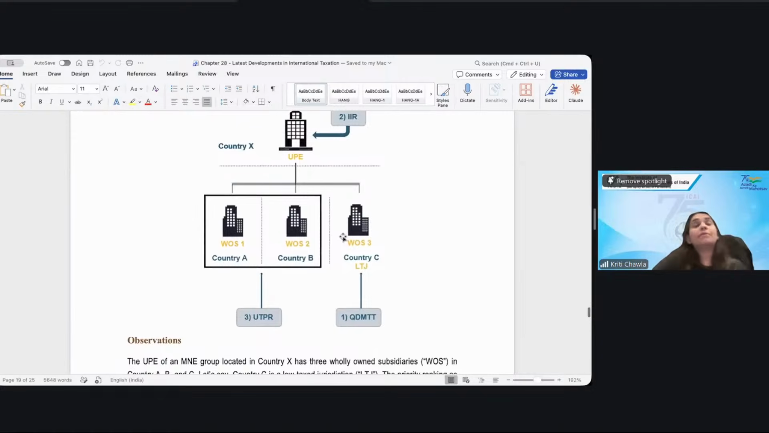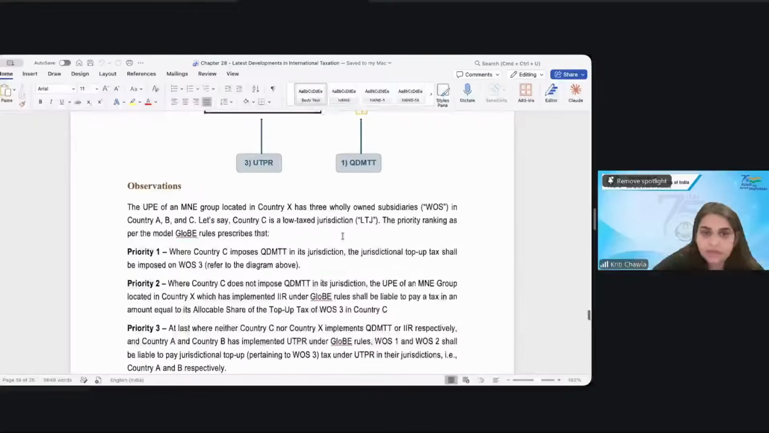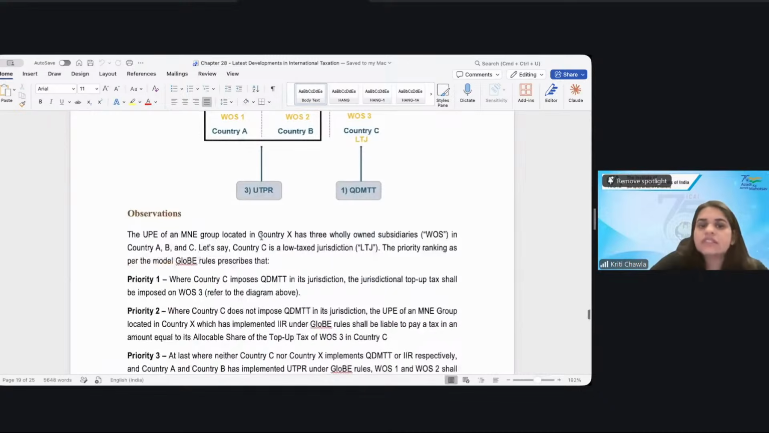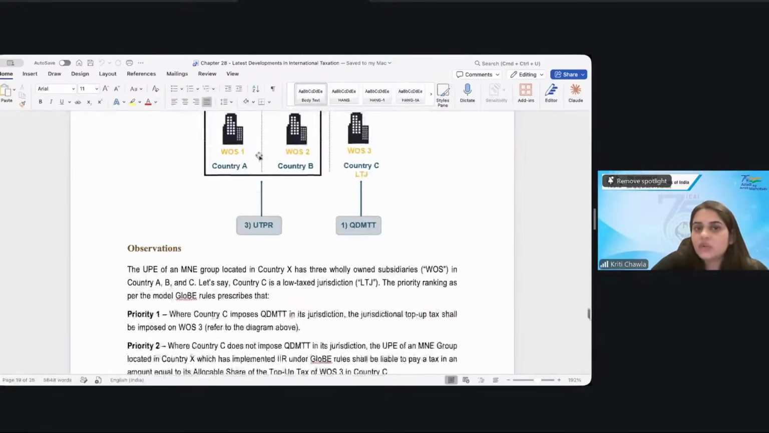So let's take this particular example to understand all these technical concepts on IIR, UTPR, and QDMTT. Let's say that this is the UPE, the ultimate parent entity. It is located in country X, and they have 3 wholly owned subsidiaries in countries A, B, and C. Now, let's say that country C is a low tax jurisdiction. The priority ranking as per the model GloBE rules prescribes that priority 1 is going to be country C, and they will impose QDMTT in its jurisdiction. The jurisdictional top-up tax shall be imposed on wholly owned subsidiary 3.